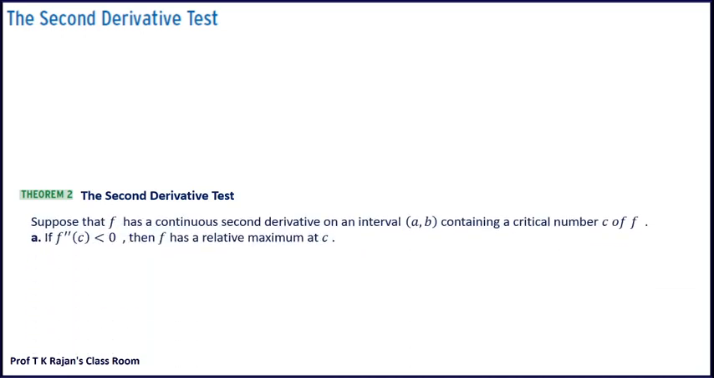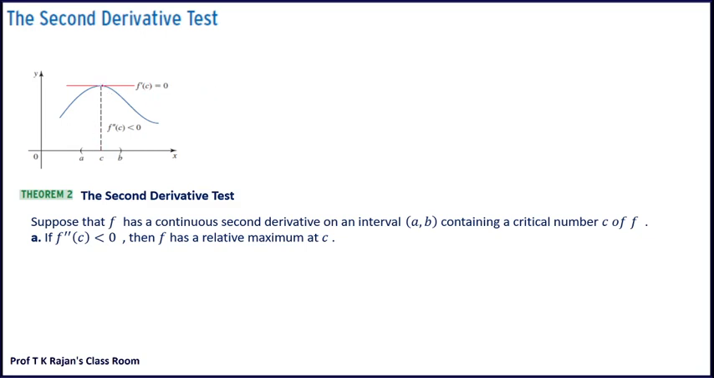What is the second derivative test? Suppose f has a continuous second derivative on an open interval (a, b). Here you see the graph is continuous in the interval (a, b), and c is a critical point. Critical points are the points where either f'(c) = 0 or f'(c) does not exist. Here this is a critical point.